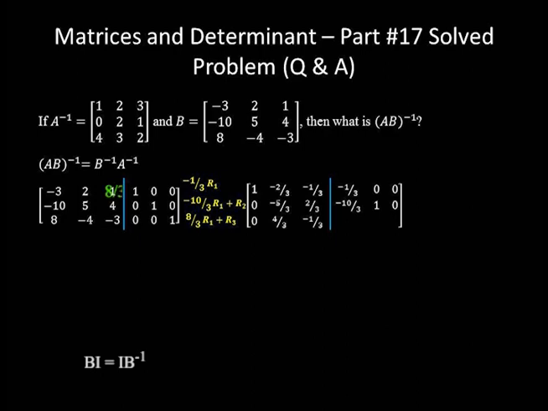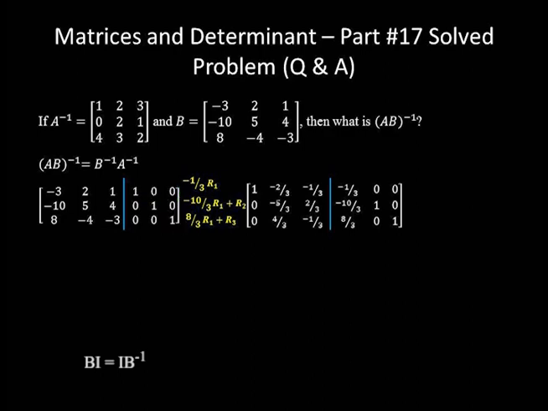8 over 3 times 1 gives us 8 over 3. 8 over 3 plus 0 again gives us 8 over 3. 8 over 3 times 0 gives us 0. 0 plus 0 equal to 0. 8 over 3 times 0 equal to 0. 0 plus 1 equal to 1.